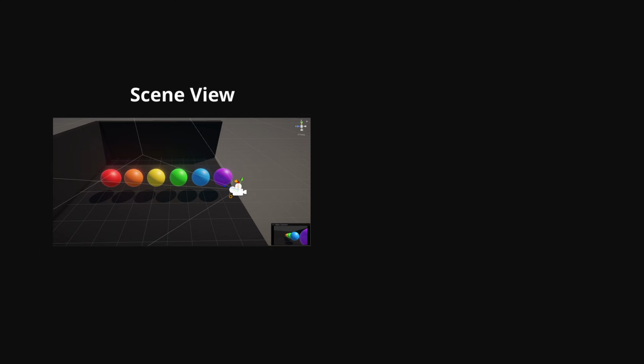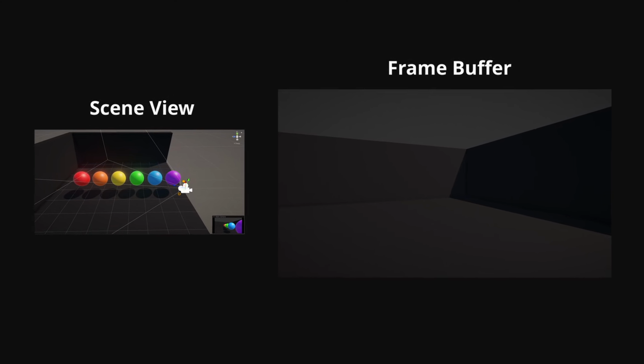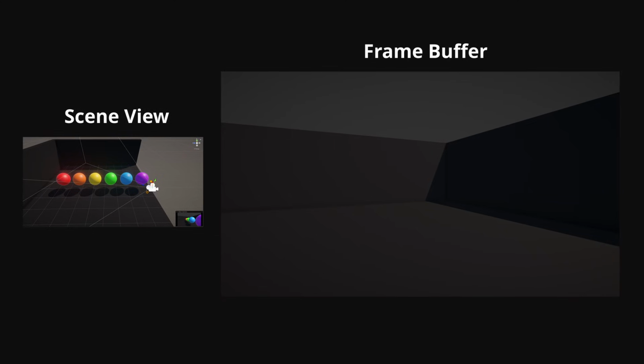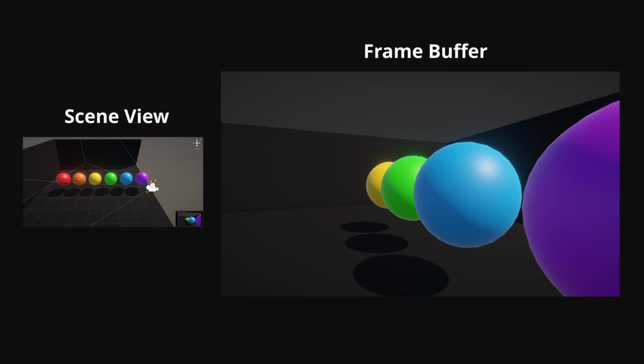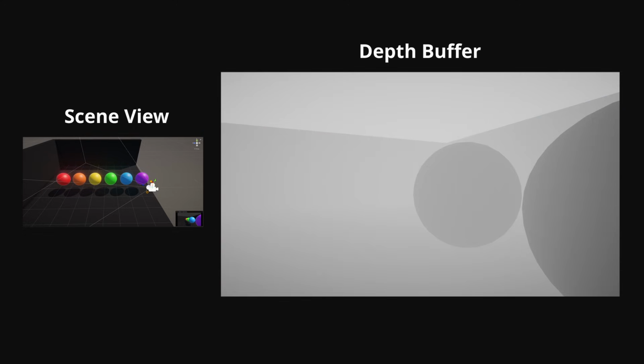Colors get rendered to the frame buffer. It's essentially an image with the same dimensions as your screen, and a shader's job is to fill this buffer with color values. With this information alone, it's impossible to tell if we're about to draw over a pixel when we're not meant to. That's why we use a secondary buffer called the depth buffer. It's sometimes also called the Z buffer.